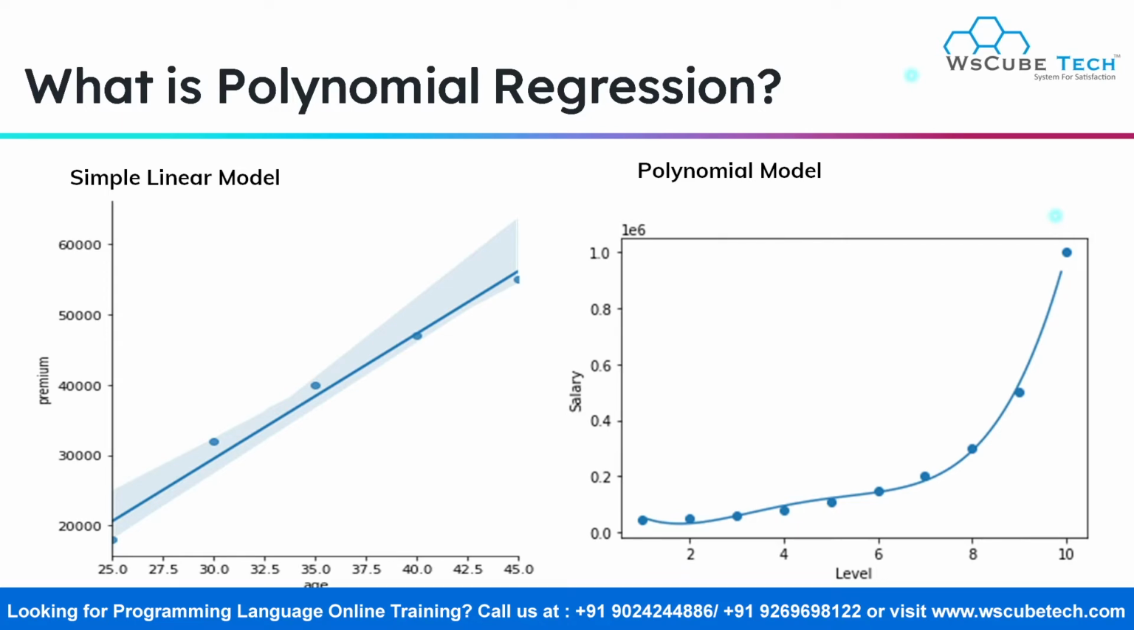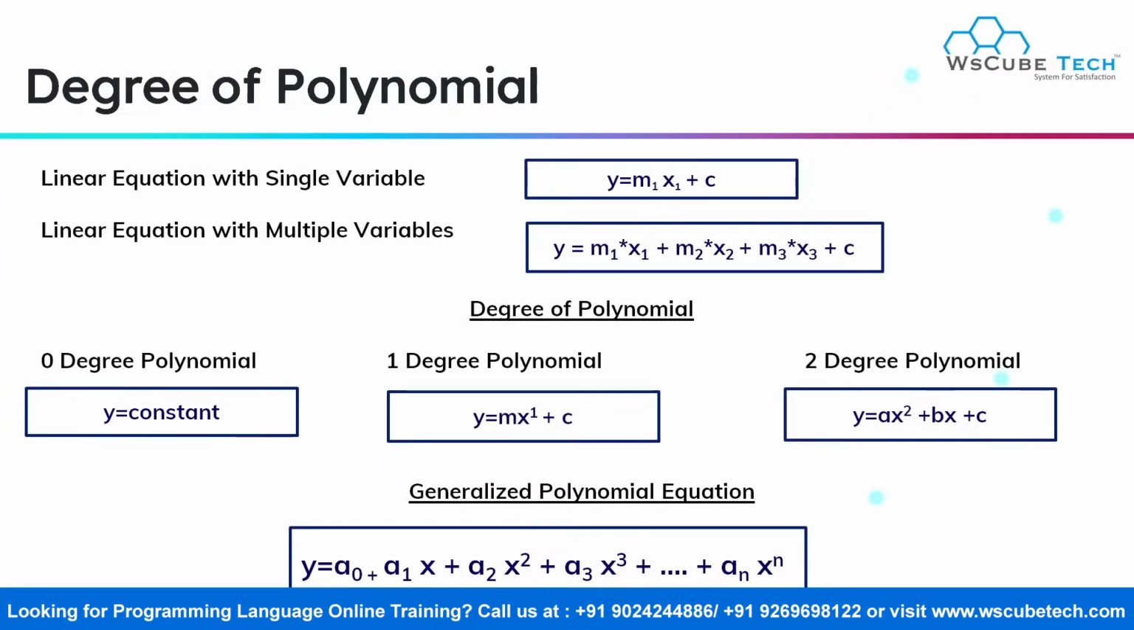So let's have a look at our equations. This is the linear equation with a single variable, that is y is equal to mx plus c. This is the linear equation with multiple variables, and in this case, y is the dependent variable, then x1, x2, x3 are the independent variables. This m1, m2, m3 you can call the coefficients or slope or gradient, and c is the intercept.